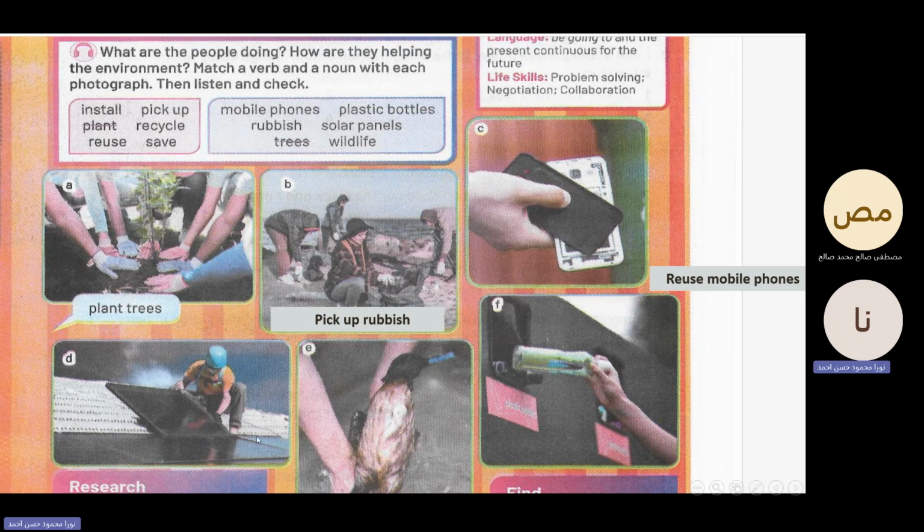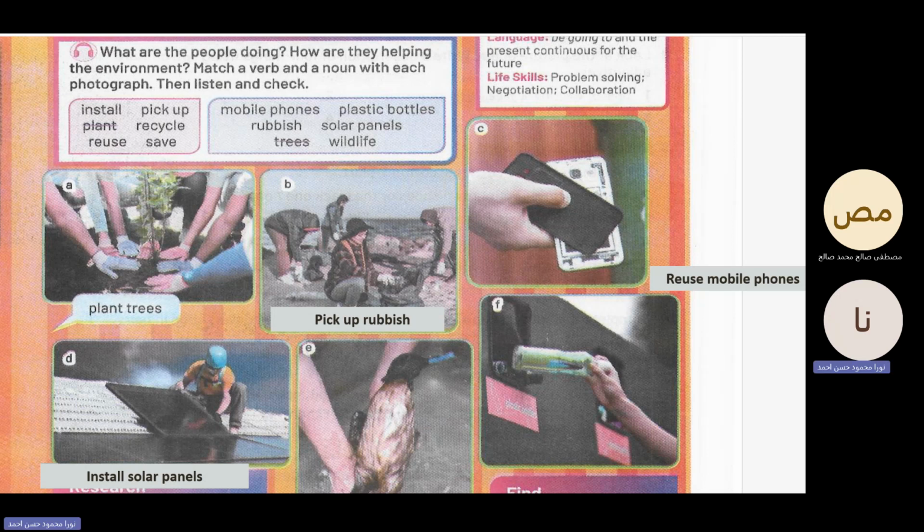What about D? What can you see here? What is the man doing here? Yes, he is installing something or fixing something here. So he installs solar panels. Install solar panels. And we put solar panels on the top of the buildings to absorb solar energy, to change it into electricity. Okay, this is a very good way of clean energy.